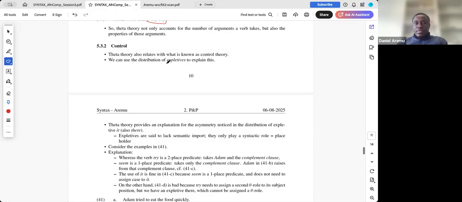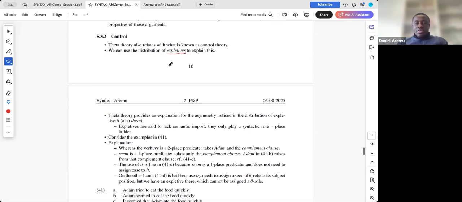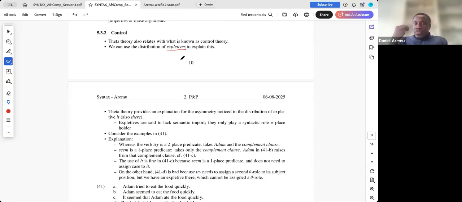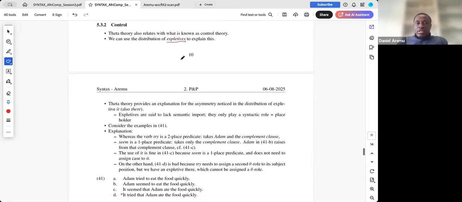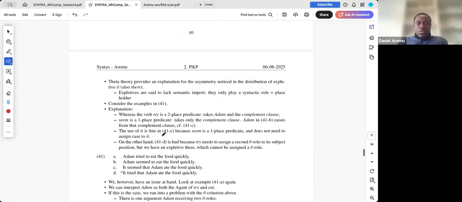So let's look at expletives that we've discussed to an extent already, right? With expletives, we can explain what is going on. Remember I said that expletives are not arguments, basically. They do not have any semantic impact or import. And that is what theta role tells us, because expletives do not take any theta role. With that knowledge, then we can see what goes on with expletives in sentences like 41.